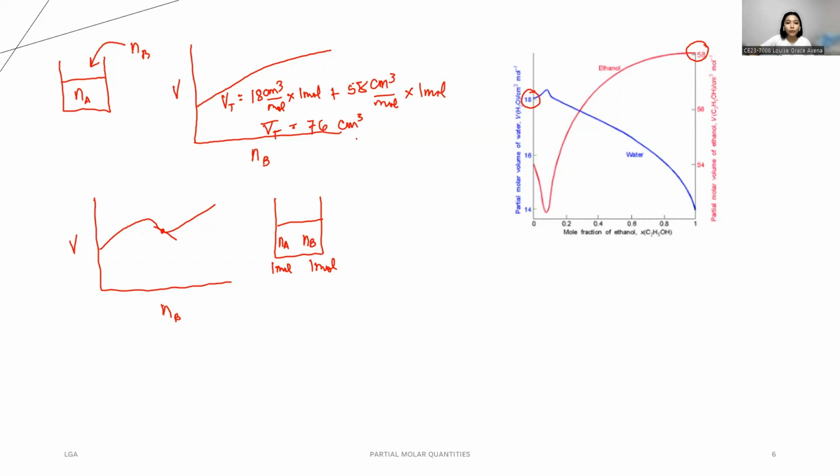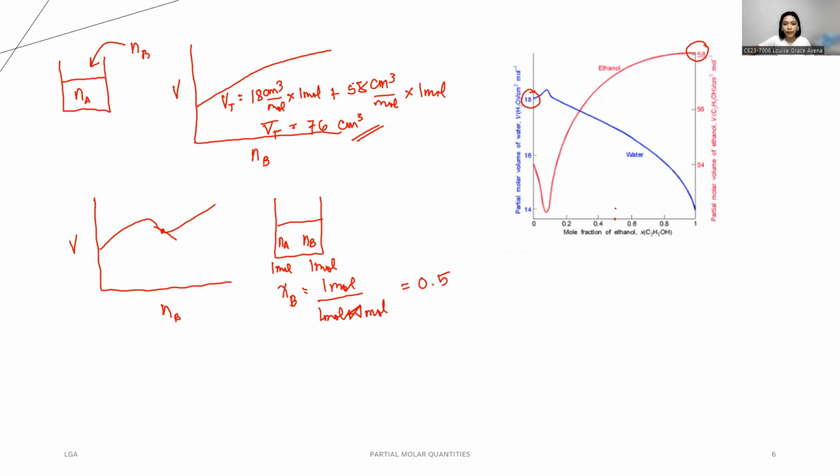And again, you would only arrive at this value if you disregard the molar contributions of each component in your system. But if we take into consideration the partial molar volumes of each component at this concentration, where the mole fraction of ethanol, XB, is equal to 0.5, because 1 mole of ethanol over 1 mole of water plus 1 mole of ethanol is equal to 0.5.